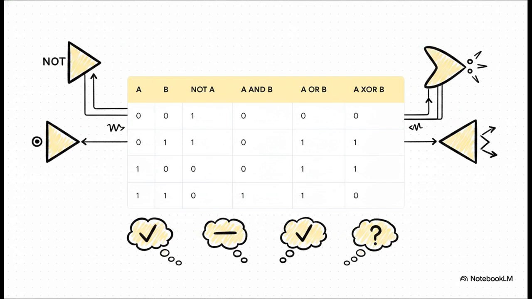For A OR B, we get a 1 if either input has a 1. And for A XOR B, check out that crucial difference on the bottom row. When both inputs are 1, the XOR output actually flips back to 0 because it demands exclusivity. Honestly, reviewing this table is for sure the quickest way to verify your own logic during the test.